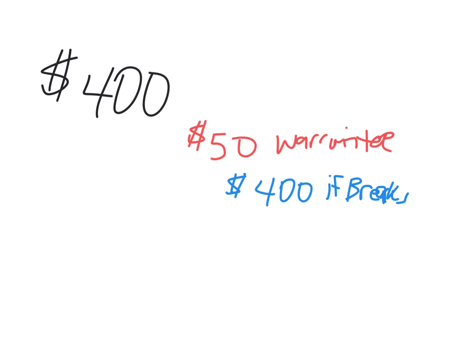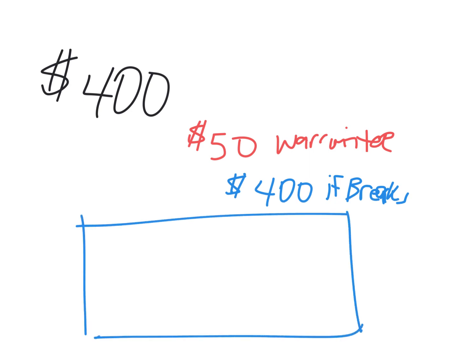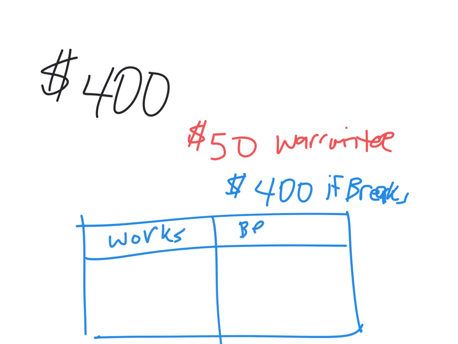In the real world, it's more complicated because they would really rather repair your TV, because it doesn't cost them that much to repair it. So a lot of times it's a repair warranty, but we're keeping this simple. You get $400 if it breaks. So everybody make this little thing. It either works or it breaks. Those are your only two choices.